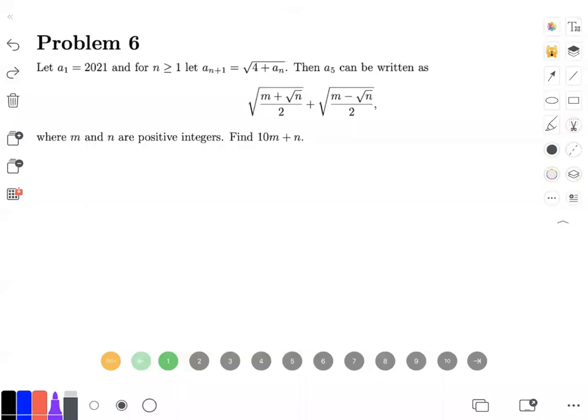Hello everyone, this is problem 6 of 30 in the 2022 Purple Comet Math Competition. Let's have a view of this problem.